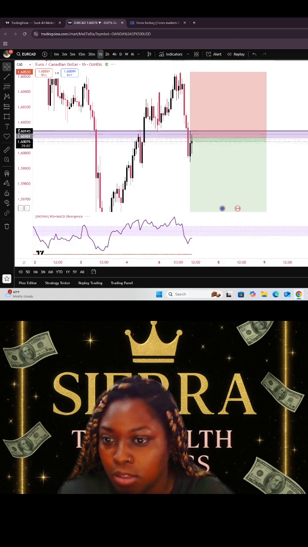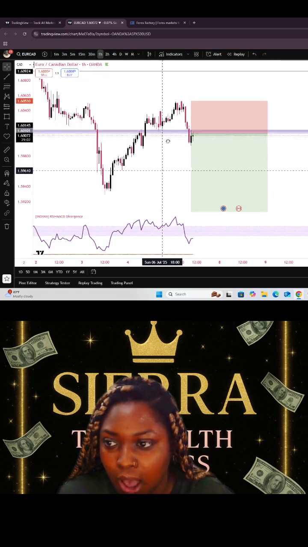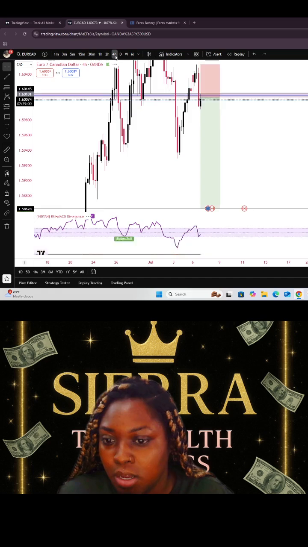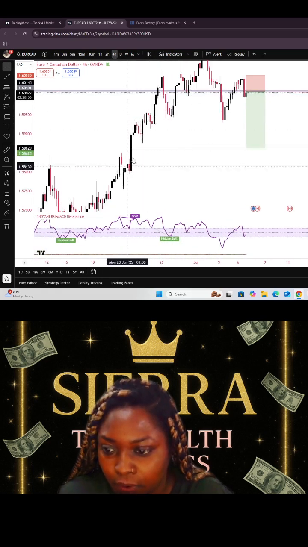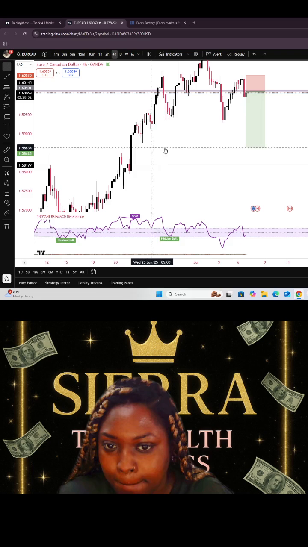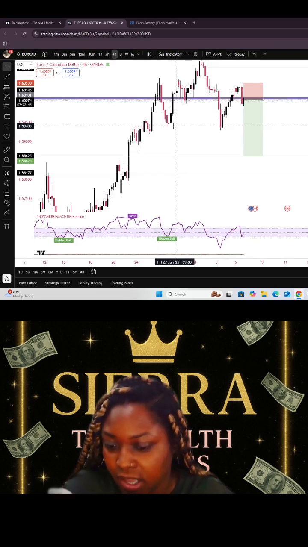Stop loss is here at this last hour high. For TP, come to your 4 hour and find this fair value gap here. TP is 50% of this fair value gap, okay? Because we've been in GBP CAD since last night.